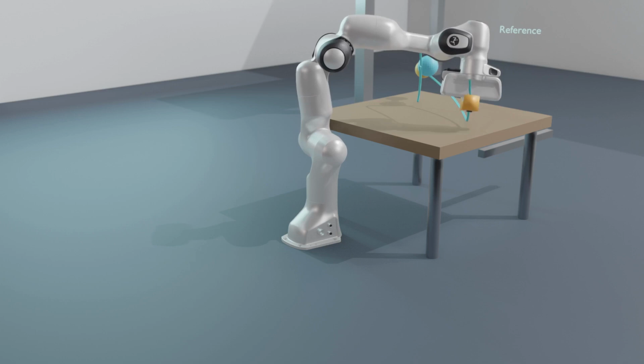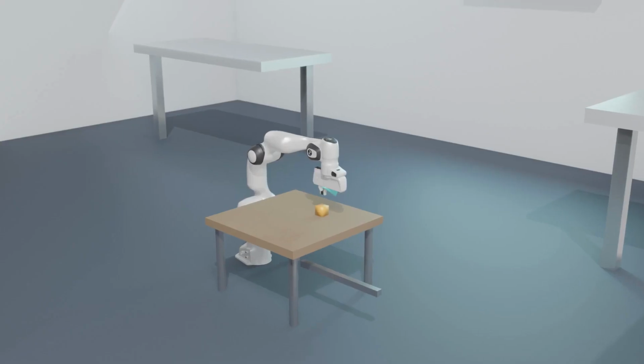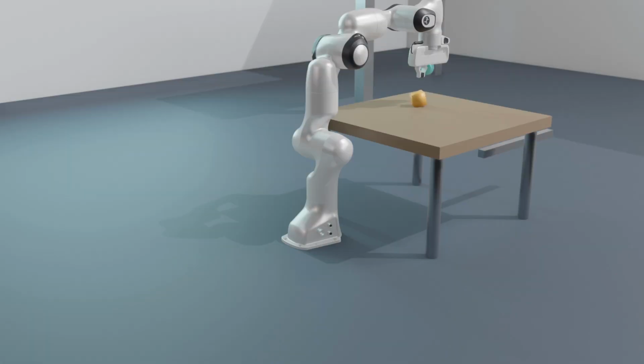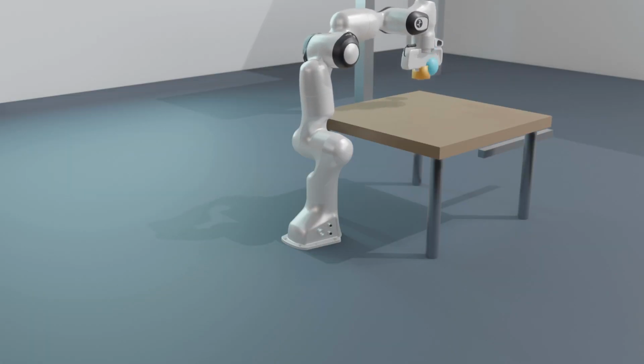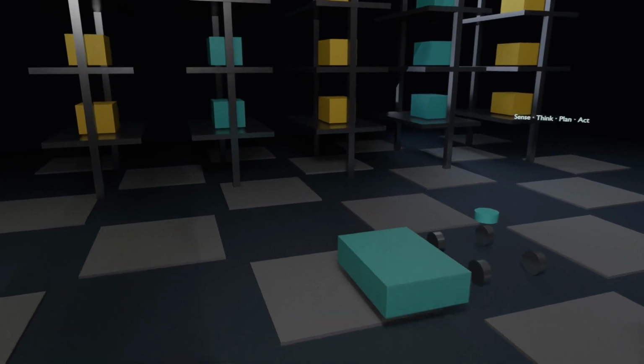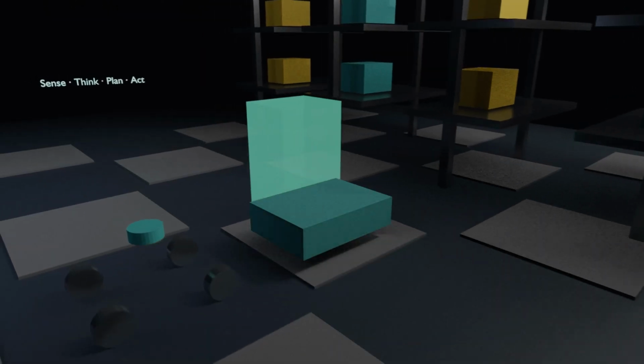Then the robot acts: mass moves, contact happens, the world changes. Feedback, vision, force, proprioception, returns immediately, so the next cycle is never blind. Action without feedback is hope. Action with feedback is physical AI. Sense, think, plan, act, feedback: continuous embodiment, not a one-shot prompt.